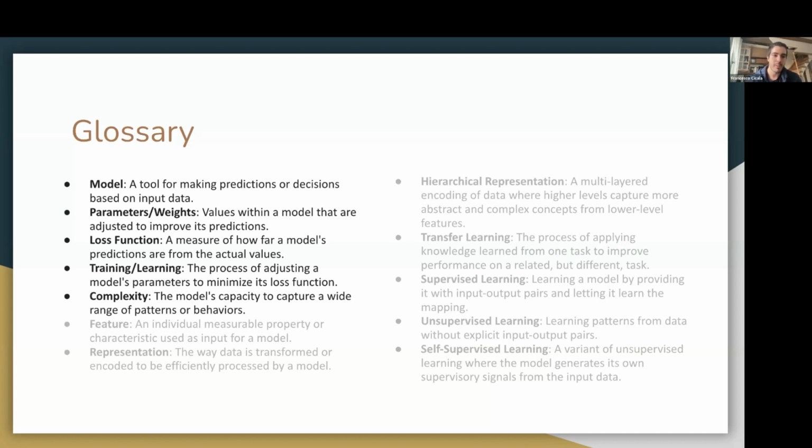You will hear many times the words parameters or weights, which are values or numbers within a model that are adjusted during the training process to improve its predictions. And if you see a few equations, these usually are identified by the letter W, which stands for weights. Then loss function, which is a measure of how far a model's predictions are from the actual values. But we will see that this is a definition that we can refine and make a bit better and more general. And training, or learning, the process of adjusting the numbers, the parameters that we mentioned already, and the complexity. Complexity in general is a model's capacity to capture a wide range of patterns or behavior, essentially.